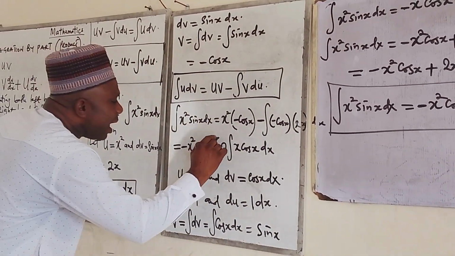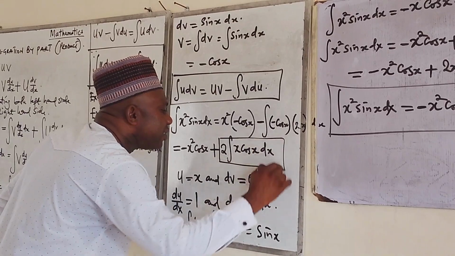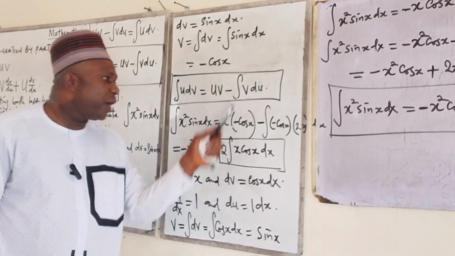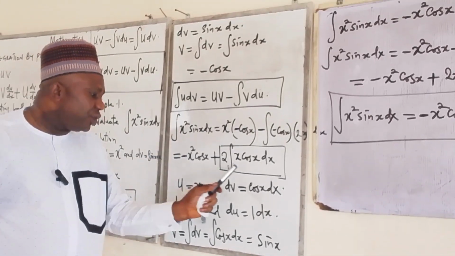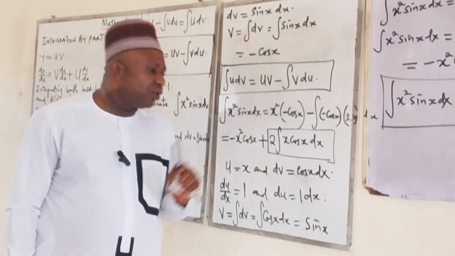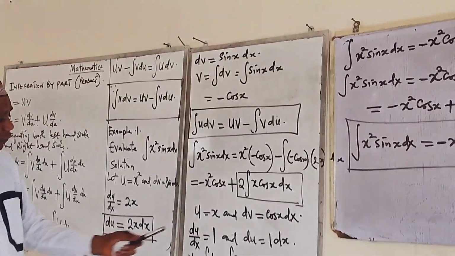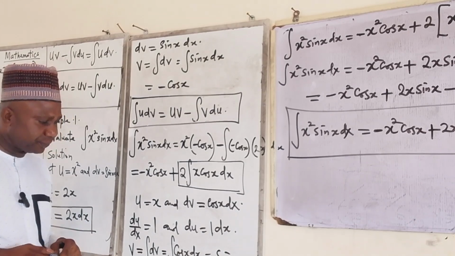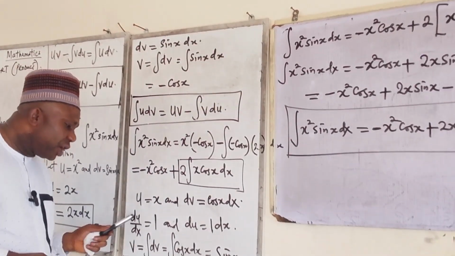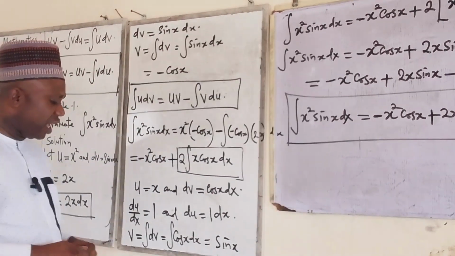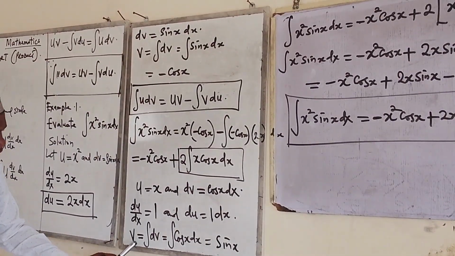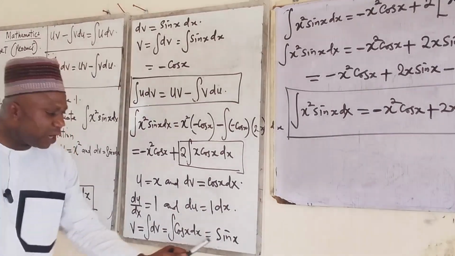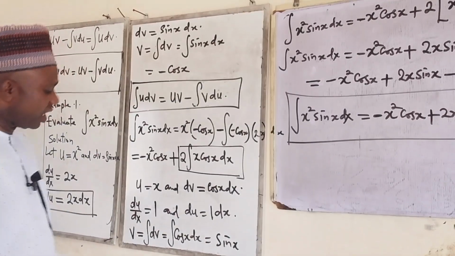Now, this is another integration by parts, because here we have two functions, x and cos x. At this point, we are repeating the process. We say let u be equal to x and dv be equal to cos x dx. If u is equal to x, then du over dx, when you differentiate x, gives you 1. Cross multiplying, du is 1 dx. Now v is the integral of dv, so we are integrating cos x dx, and that will give sine x.